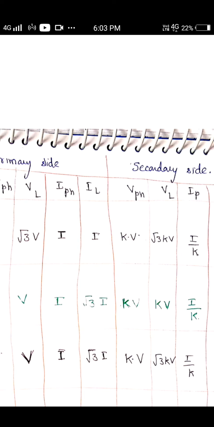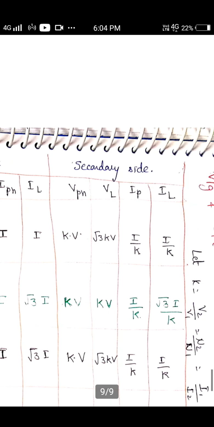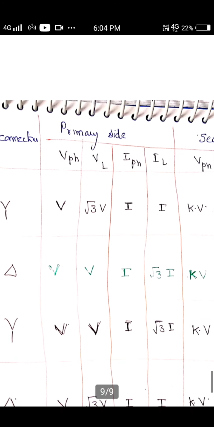But for the secondary current, this transformation is reverse. I1 by I2 is equal to K. So I2 is equal to what? I1 by K. So we represented here I1 by K. Similarly, the line current is equal to I1 by K, or I by K. Simply we assumed I by K because the currents are the same in star connection.